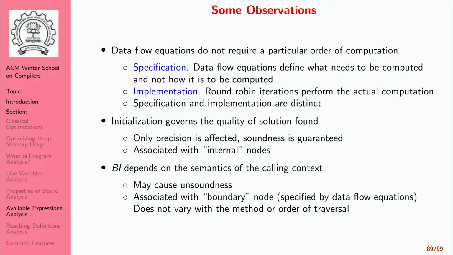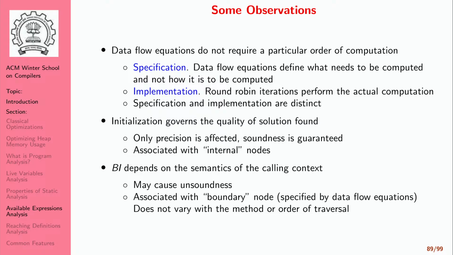So initialization, when we say initialization, we are talking about the initial value that we use at the internal nodes. Then we have something called boundary information, which depends on the semantics of the calling context. So if you're talking about local variables, then we might want to say that, look, no expression is available at the start, no variable is live at the end. And if you're doing possibly uninitialized variables analysis, we will say every variable is uninitialized at the start. So that's the semantic information. So the choice of boundary information governs the correctness. If we use the wrong value there, our result may be wrong.